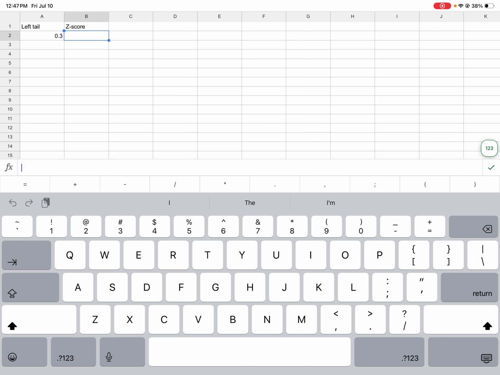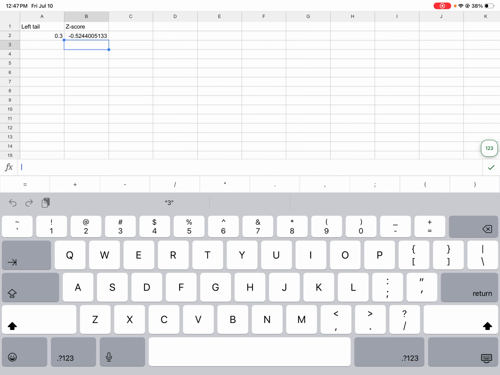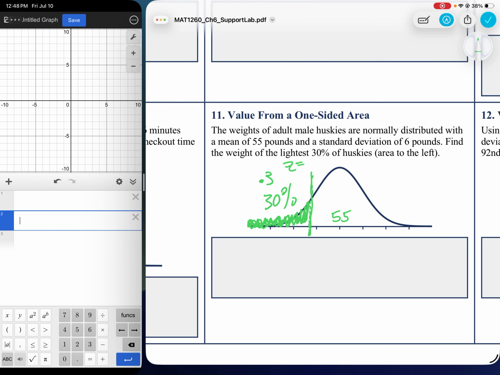We're going to type in equals norm.s.inv, which you see will naturally pop up. And then in those parentheses, you can either touch the 0.3, so then it's kind of programmed, or you can just type it in directly, 0.3. That's what I'll do this time. And boom, we get a z-score of negative 0.5244.